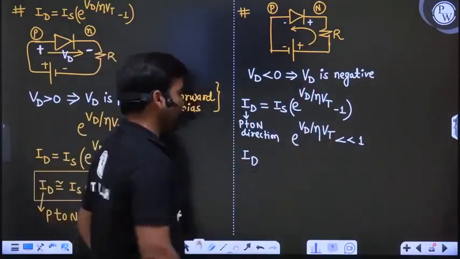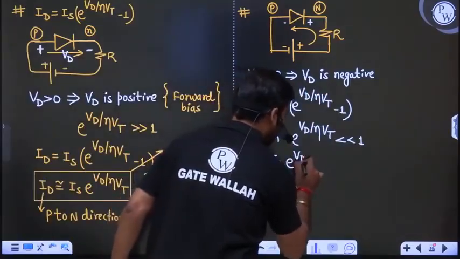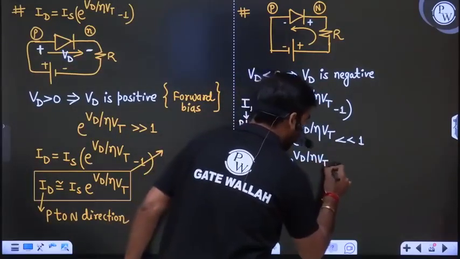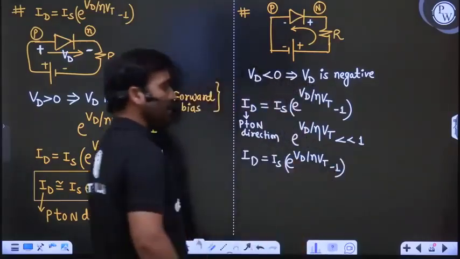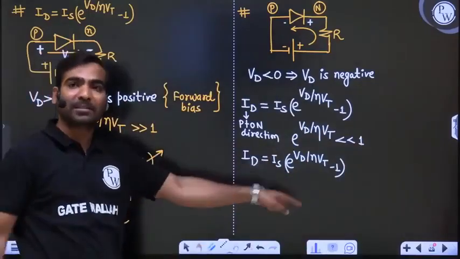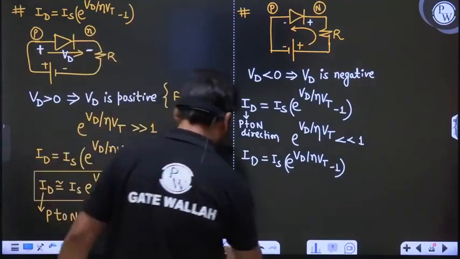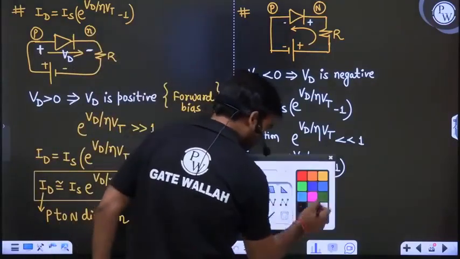Because of this case, this exponential term, e to the power Vd upon eta Vt minus 1, will be neglected. Now if you are having any difficulty in this explanation, you have to ask the question, and I will give you the explanation, no problem.